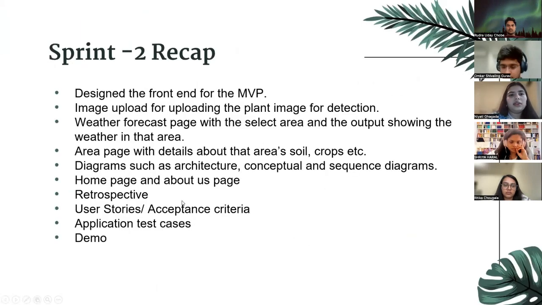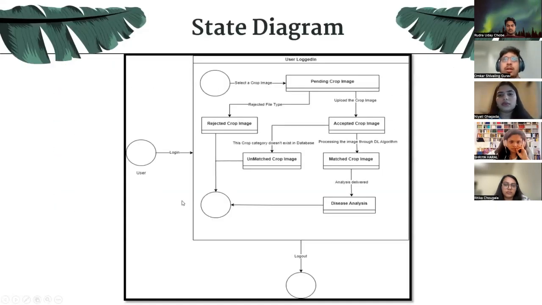When the user logs in, they go on the website and upload the image. Our website will check if the image is in the correct format or not. If the image is in the correct format, it will move ahead and match with the crops which we have in our database, and on the basis of that it will give an analysis.